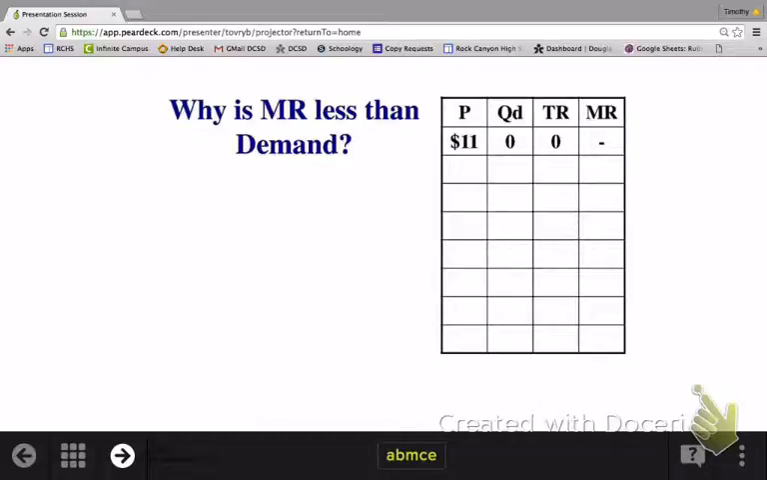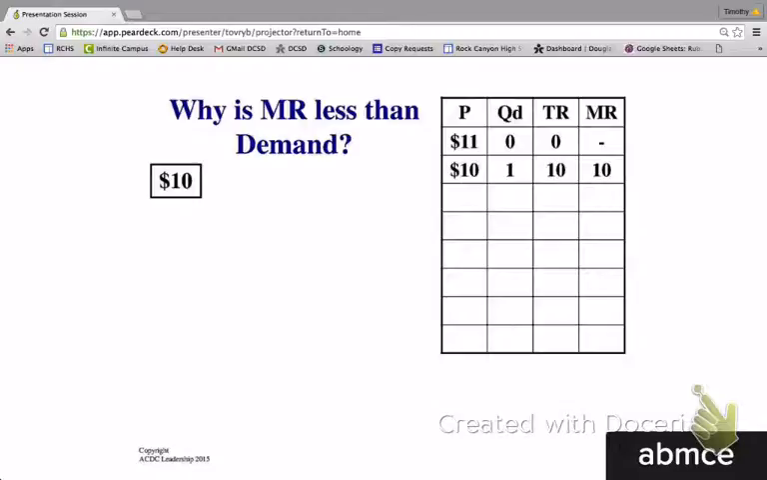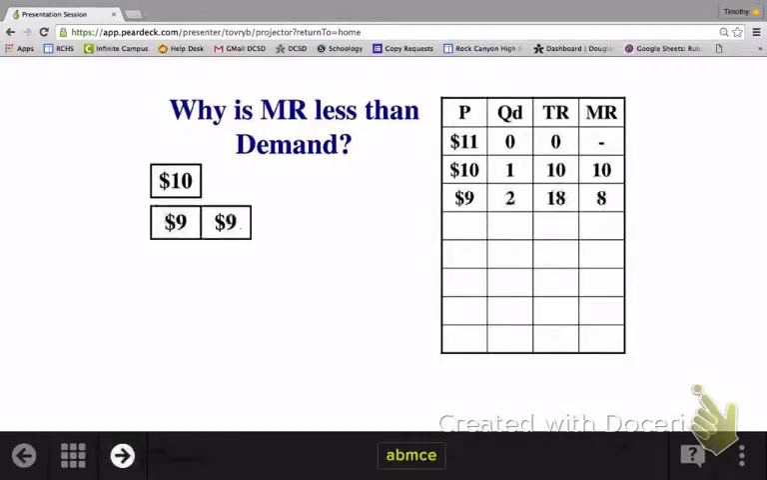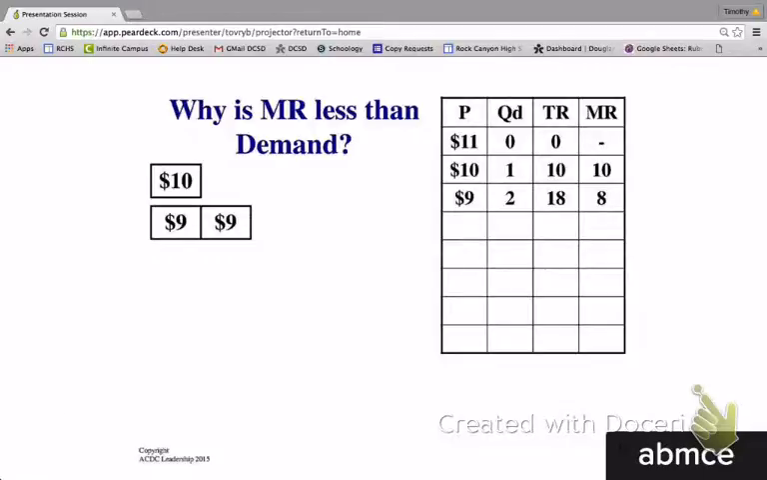So why is marginal revenue less than demand? Let's take a look at this in a little more depth. When we sell the first unit, we sell it for $10, and so it increases our revenue by $10, and so marginal revenue for the first unit is equal to the price. But when we sell the second unit, we have to lower the price of the first unit too. We can't charge one customer $10 and the second customer $9. We have to charge the first customer $9 now. So before we were getting $10 from the first customer, but now we are only getting $9 from them. So that reduces our revenue by $1.